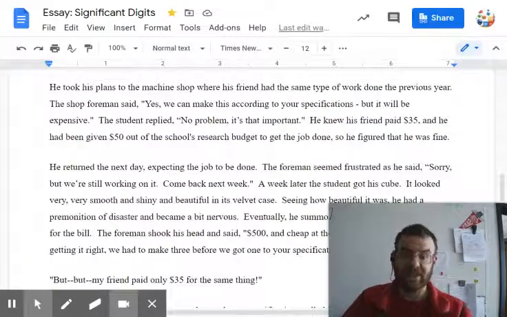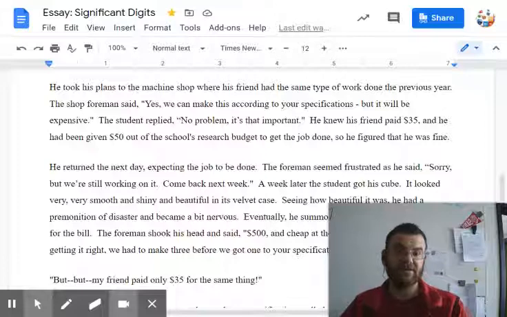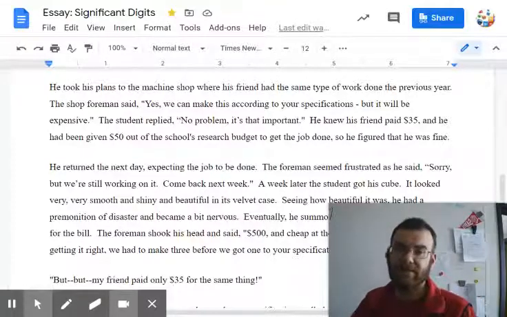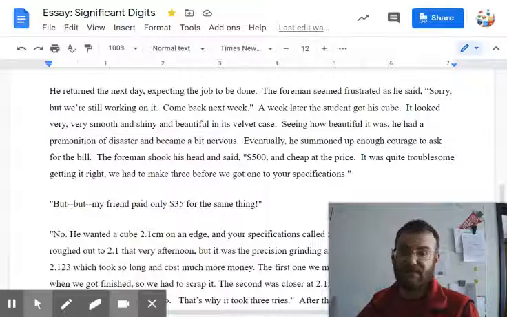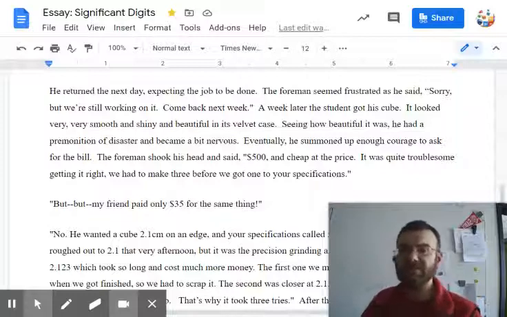He went to the machine shop. He asked them to do it. His friend only paid $35. He had been given 50, so hey, a little bit of extra money, might be able to buy himself a burger or something like that. Maybe put some gas in his car, whatever. It's fine. But the job wasn't done when it was, and he came back, and it took like a week for it to go, and it was gorgeous, absolutely gorgeous what came up.